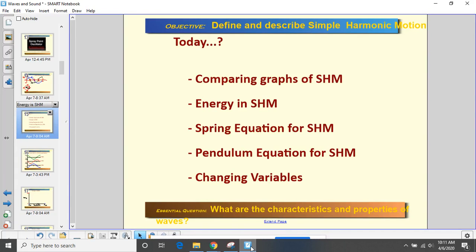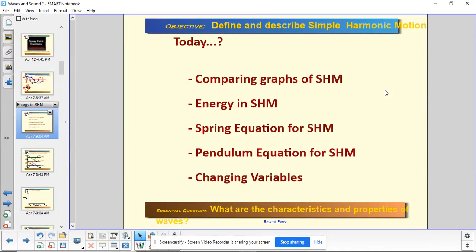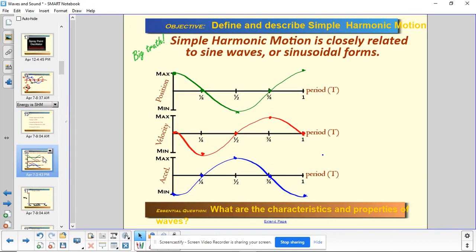Hi, good morning, folks. Today we're going to continue on with simple harmonic motion. So what are we going to start with? We're going to start off by comparing graphs of simple harmonic motion. That's kind of where we left off last time. I did a quick review of sinusoidal motion and sine functions, and I showed you quickly a graph that looked something like this, and I promised I'd get to it next time. So today we're going to get to that.